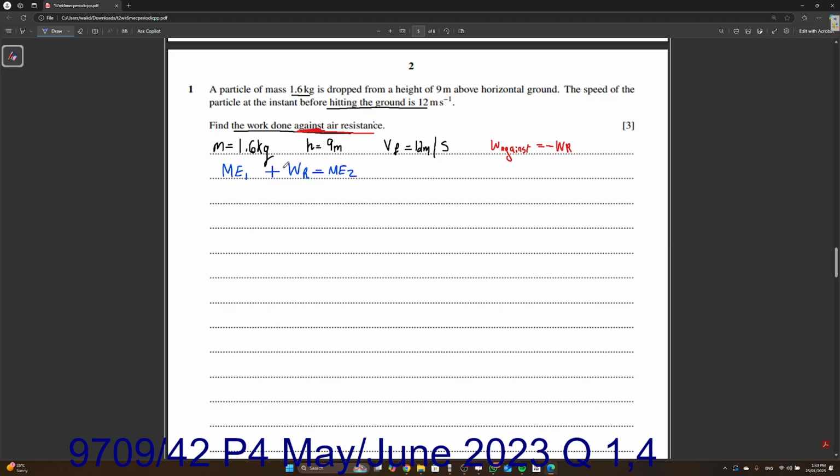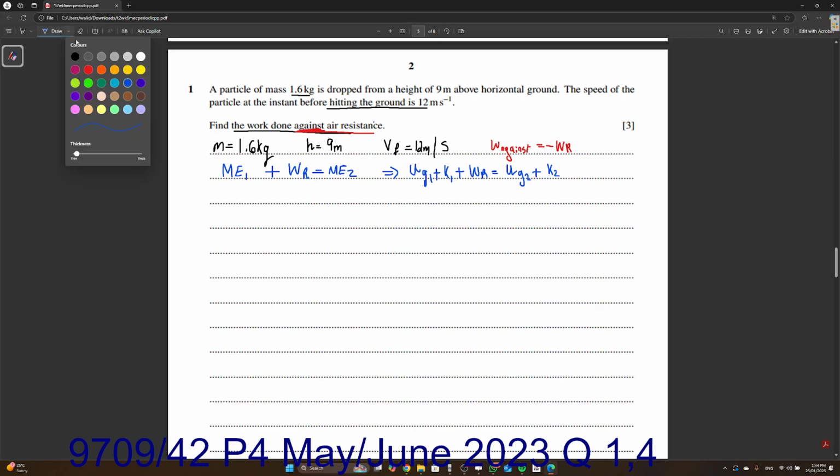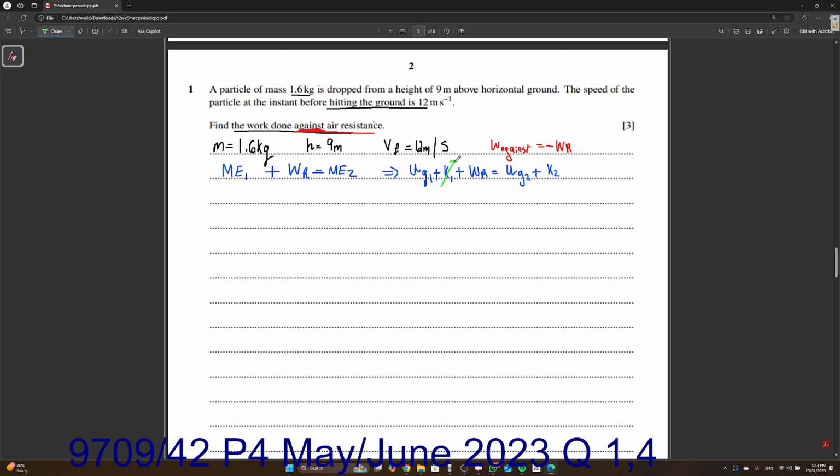Because you're going to lose some energy from the resistance. So let's simplify this. Mechanical energy 1 would be UG1 plus K1, plus the work done by resistance, is equal to mechanical energy 2, which is UG2 plus K2. Let's see, what can we cancel out? We can cancel out K1 because it's dropped from a height. When you say it's dropped from a height, that means V initial is equal to 0.